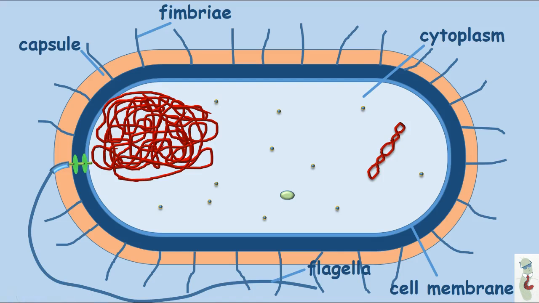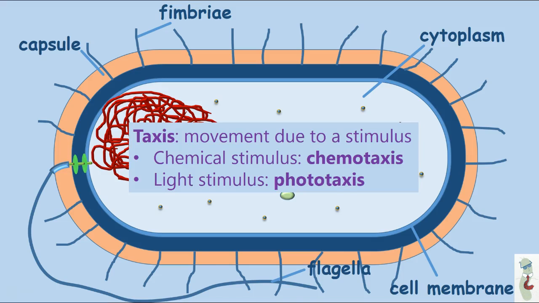Flagella communicate with special receptors found in the cell membrane that constantly sample the surrounding environment for food, chemicals, and light. This type of movement due to the stimulus is called taxis. The stimulus can be positive, such as the movement towards food, or negative, such as the movement away from chemical toxins. Either way, this is called chemotaxis, movement due to a chemical stimulus, while movement towards sunlight is called phototaxis.